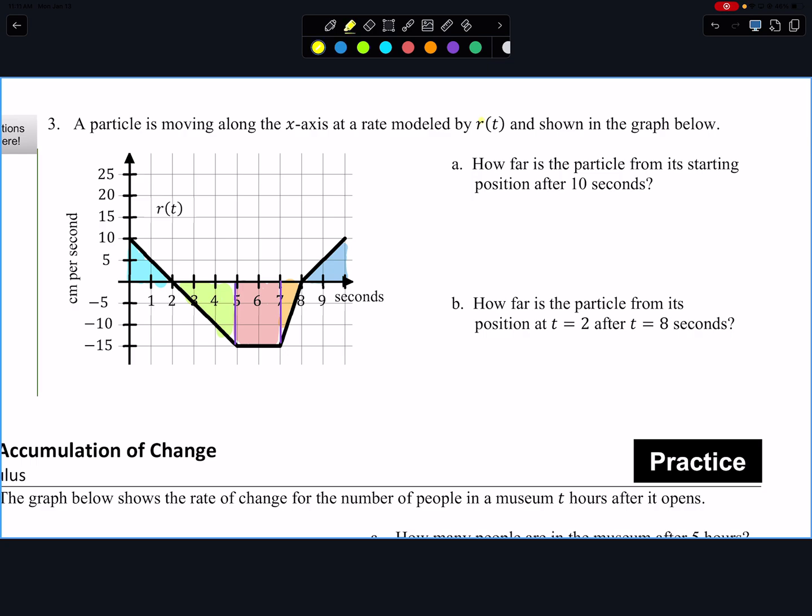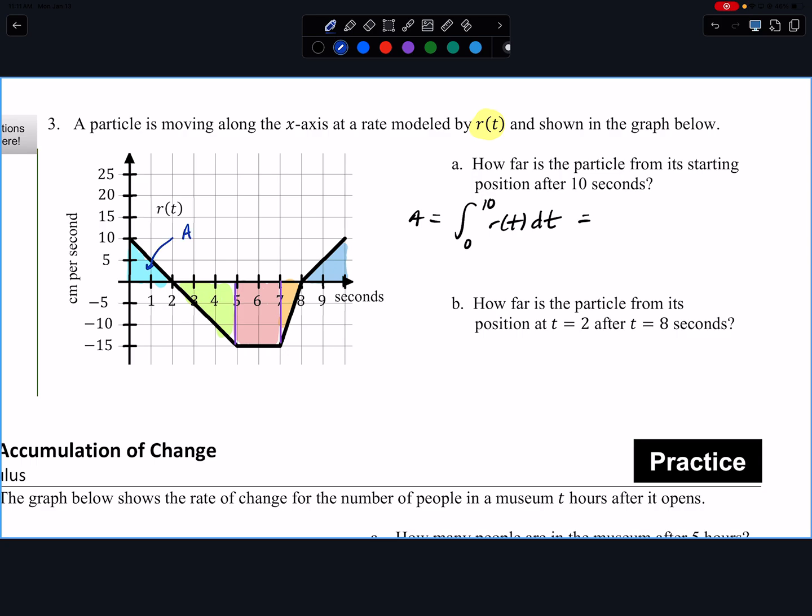Okay, so r of t is our function, right? So do you agree that if this is like the y, the x would be t? Does that make sense? So if I want to set this up in a calculus way, after 10 seconds, the way that we'd write that is the area is going to equal the integral from 0 to 10 of r of t dt. I'm going to do this fast just because we're running low on time.